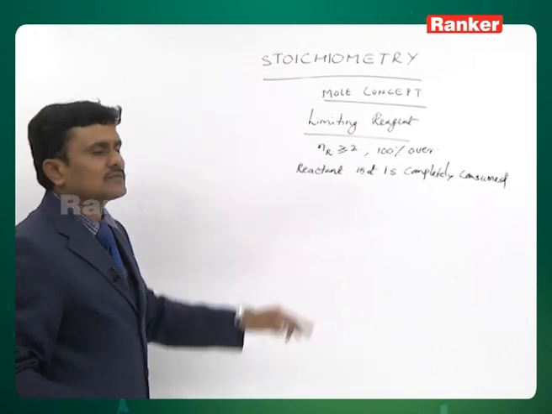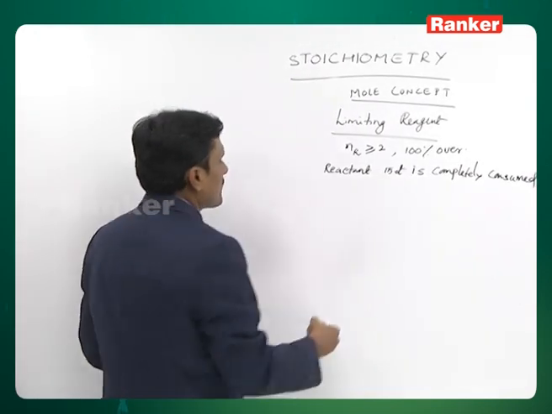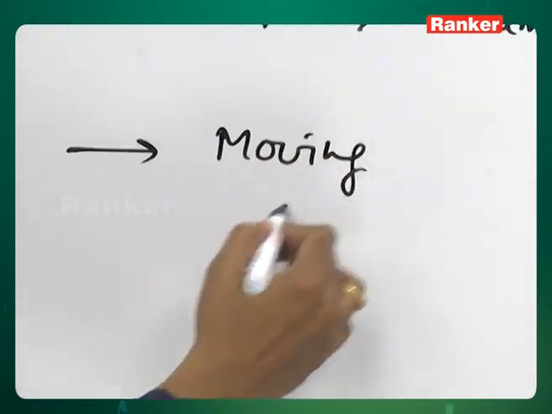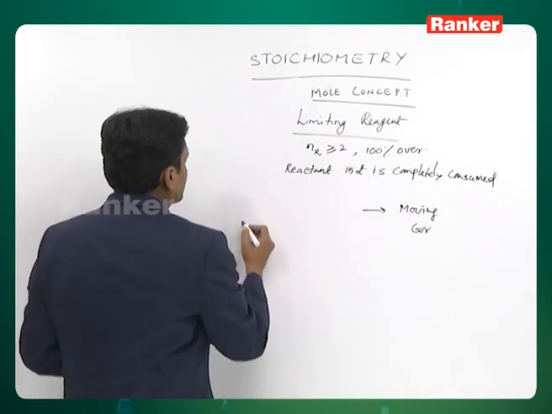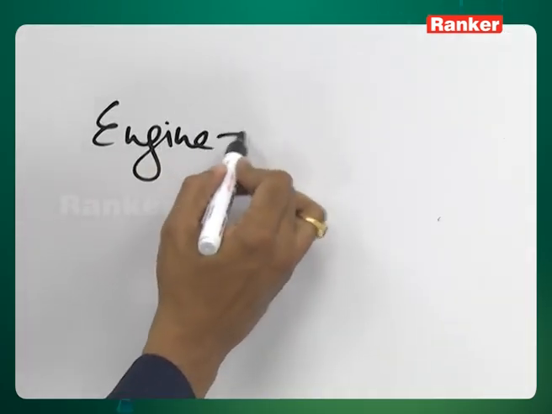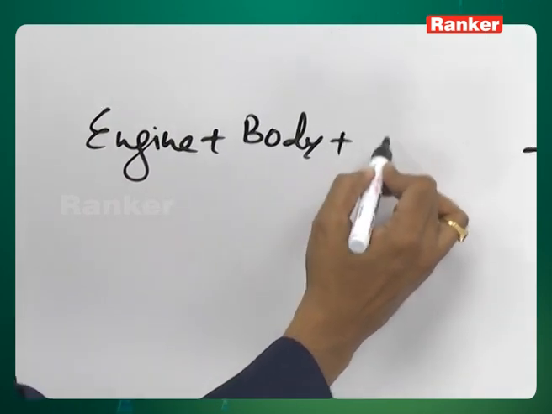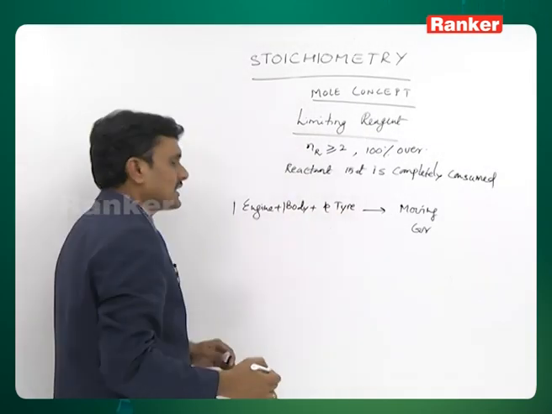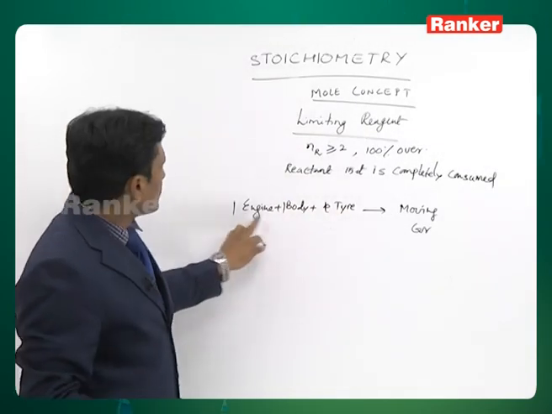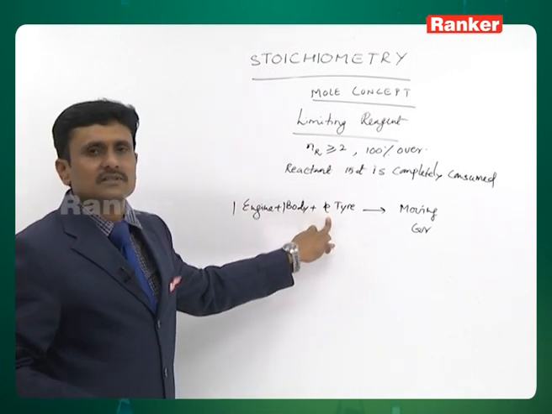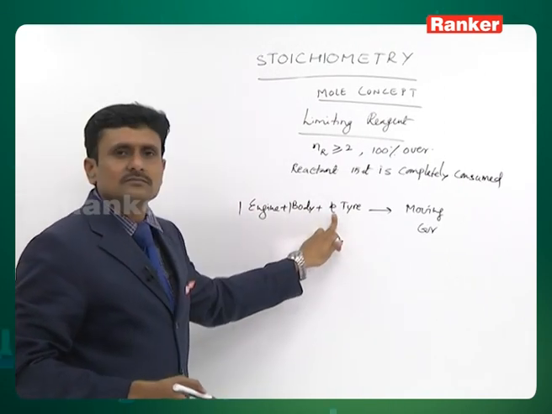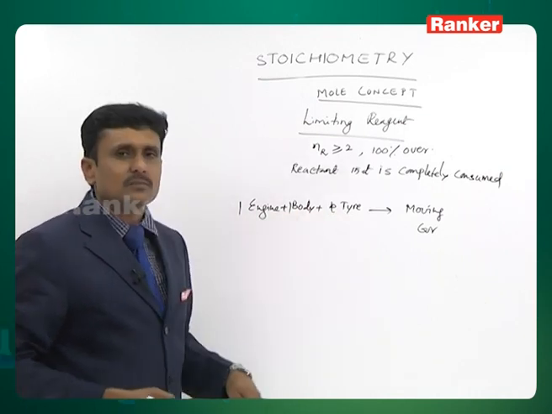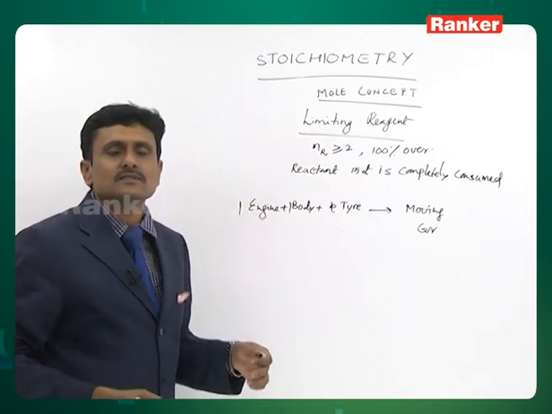Now in order to understand this concept, let me take a reference: say we are interested in making a moving car. For that we require the engine, body, and tires, obviously in a ratio of 1 engine per body and 4 tires per car, and these are what are referred to as stoichiometric coefficients, which do not indicate the mass ratio. It is not that the sum of the mass of the 4 tires is equal to the mass of the body, or the mass of the body equal to the mass of the engine.